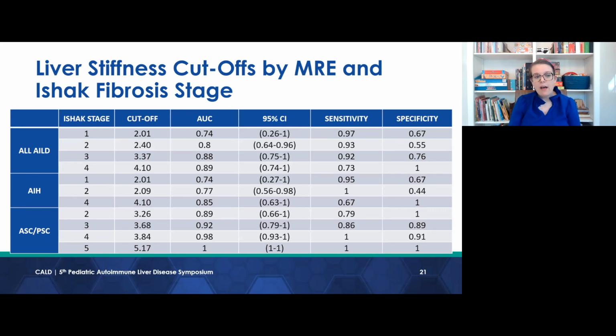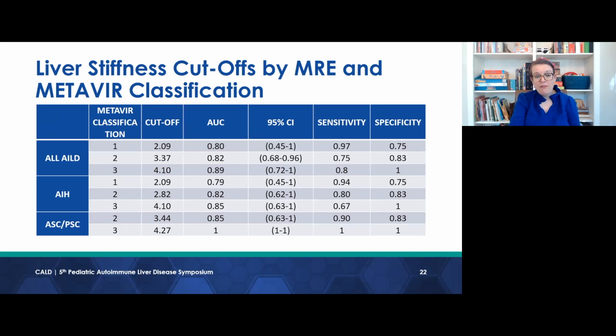And so this table shows that for all of the autoimmune liver disease patients, as well as autoimmune hepatitis and autoimmune sclerosing cholangitis, you can actually identify the Ishak stage and a cutoff that correlates to each stage. And so here you can have a better idea that based on the liver stiffness that you get by MRE, you can better approximate a stage of fibrosis by Ishak, both for all kids with autoimmune liver disease, and also with more individualized cutoffs for autoimmune hepatitis and autoimmune sclerosing cholangitis, PSC. It turns out that this actually works pretty well for Metavir as well.